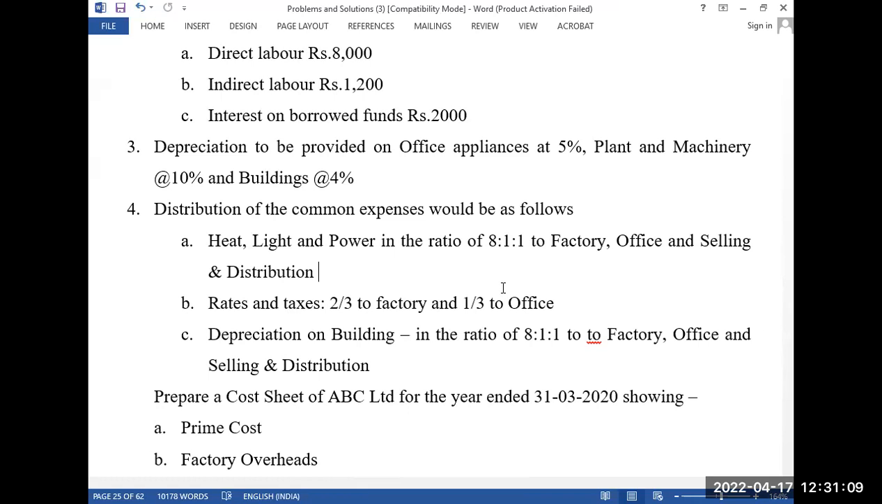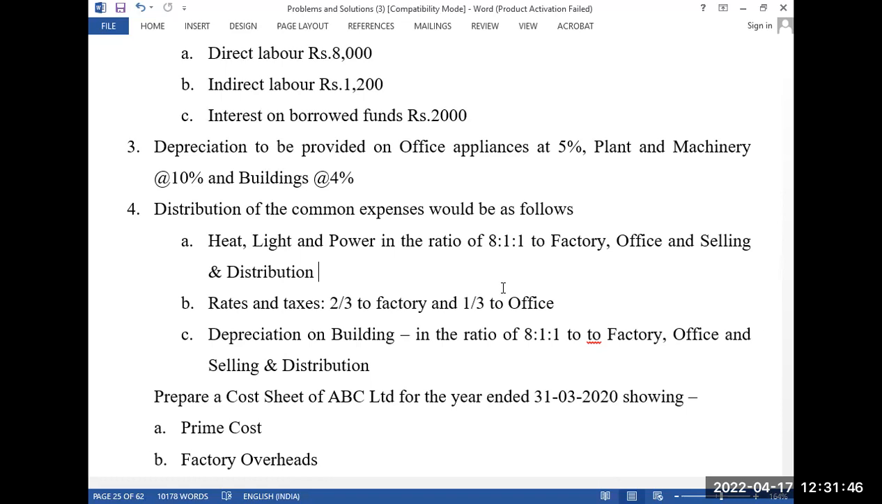Any other doubt before you close? The same logic applies for the third point, depreciation to be provided on office appliances, building. Total amount of depreciation, how much? Divide that by 10. Multiply that answer by 8, that amount you give to factory. Multiply by 1, that amount you give to office and selling also. Suppose total depreciation is 10,000, then 8,000 should be written in factory overheads, and 1,000 each in office and distribution expense.